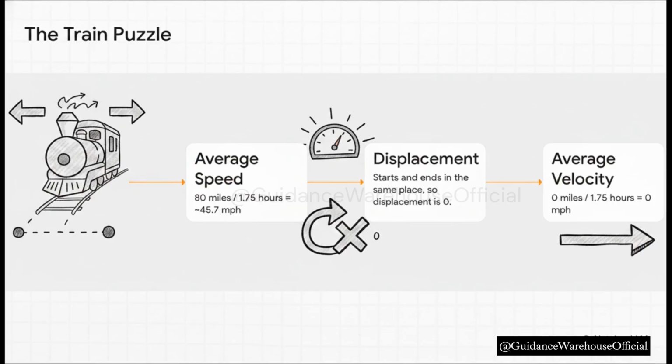The total distance is easy: 40 miles there, 40 miles back, for a grand total of 80 miles. Now we divide that by the time, 1.75 hours, and we get an average speed of about 45.7 miles per hour. But because it's a round trip, it starts and ends in the same city, so its displacement is 0. And of course, that means its average velocity has to be 0. And there you have it, puzzle solved.